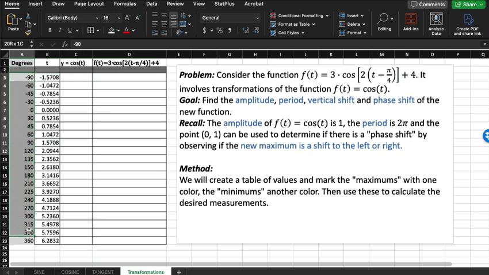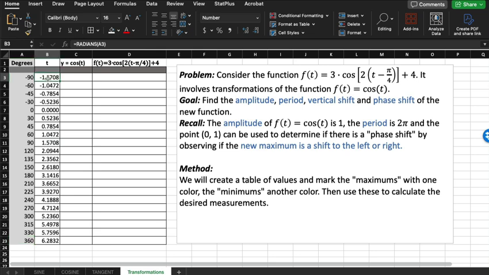So the angles in degrees were just typed in. We just typed those in. So we started at -90, then -60, -45, all the way down to 360 degrees. We had done that in class the other day.